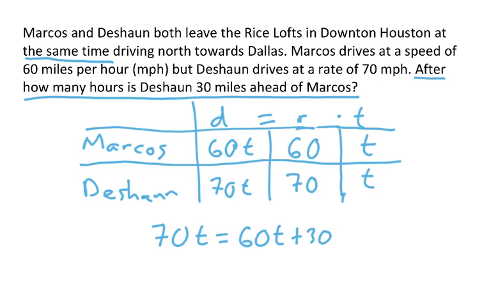So the distance Deshawn travels is 30 more than the distance Marcus has traveled. I think I said that right. The distance Deshawn has traveled is 30 miles more than the distance that Marcus has traveled. That finally gives us an equation, and that's what we're looking for. Now we just need to solve the equation and make sure that we answer the word problem. So let's take a look at that.